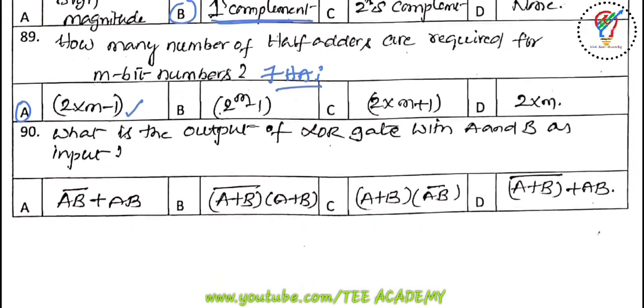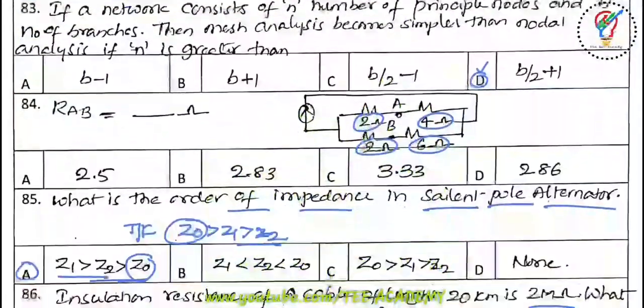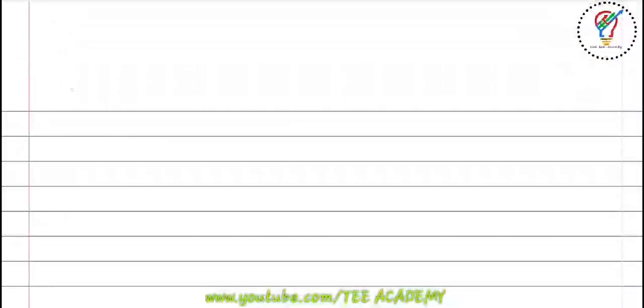Now, what is the output of an XOR gate with A and B as the inputs? I know the answer. I will directly go to the answer and tell you why it is the answer. Let me take a fresh page. Here the question number is 90.